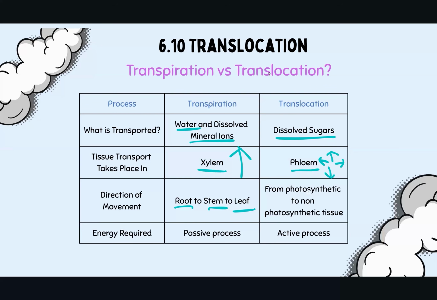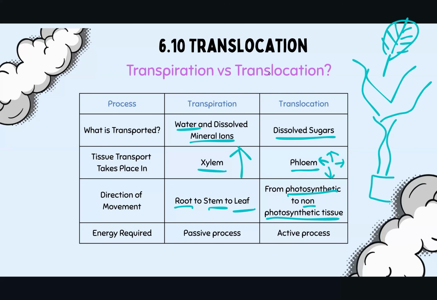And translocation goes from photosynthetic to non-photosynthetic. So it goes from the leaves to anywhere else in the plant. Transpiration is a passive process. It does not require mitochondria or additional energy. Translocation is an active process. Like we explained, you need mitochondria to provide energy for the sugar, for the glucose.